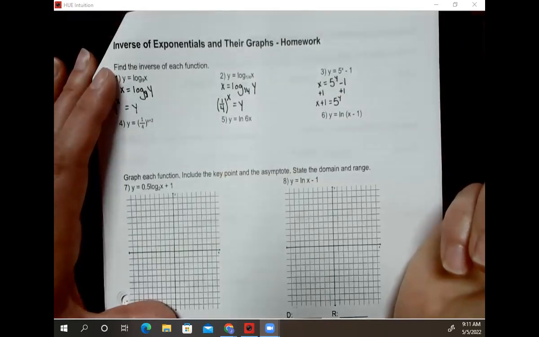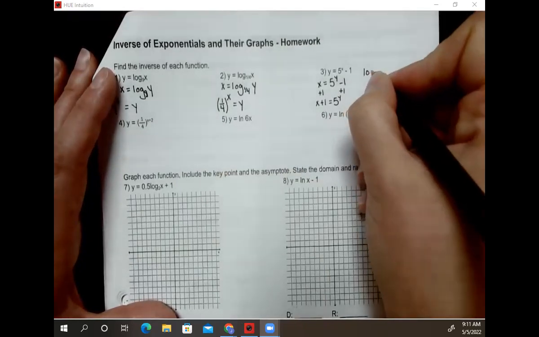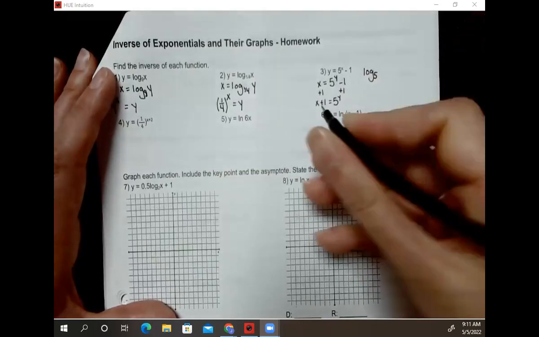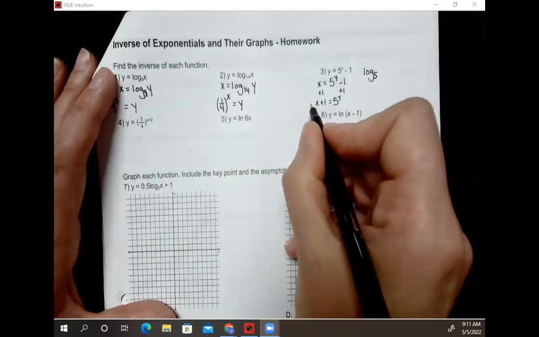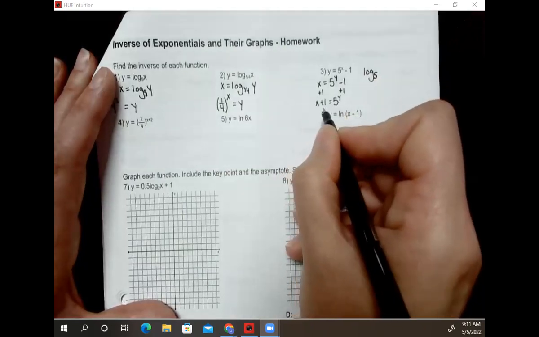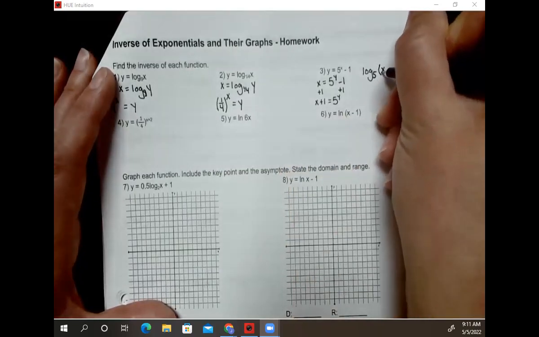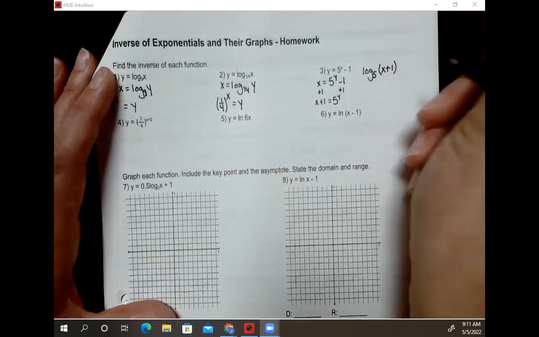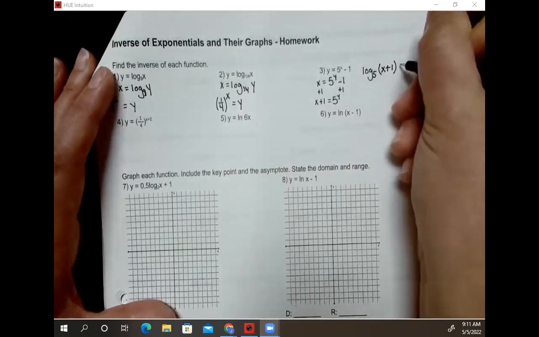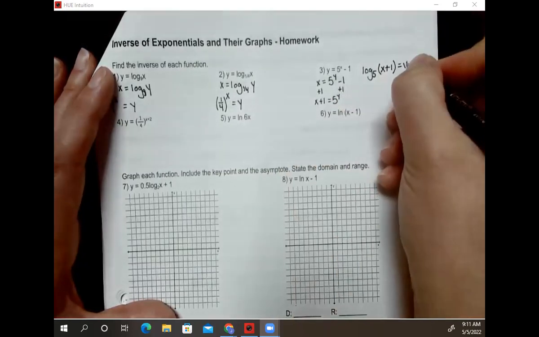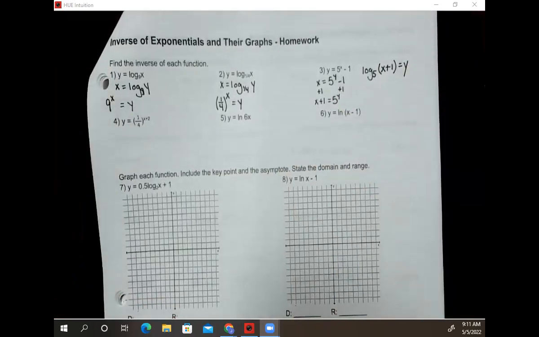And now I can rewrite this in log form. So the base for my exponent is the base for my log, base 5. This is the argument of my log. Since it's not just x, I'm going to put it in parentheses. Tells me I'm taking the log of that whole thing. And then it's equal to the exponent. Now y is by itself, so we're done there. That's the inverse function.